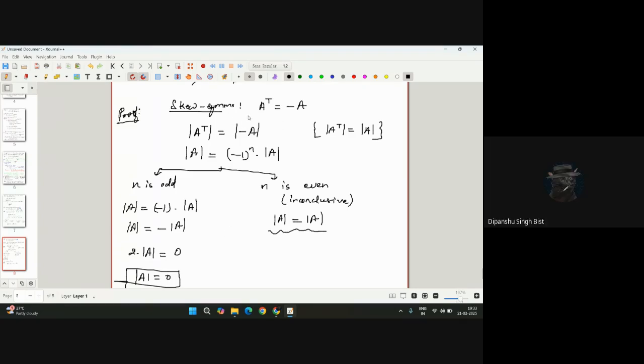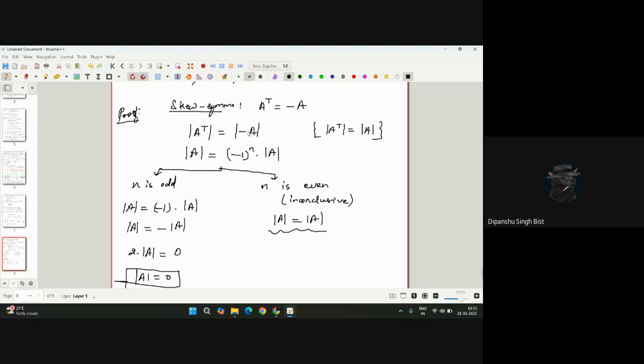Okay, so we are saying we are having a skew symmetric matrix. That means a matrix that satisfies A transpose is equal to minus of A. So let's take determinant on both sides. It becomes determinant of A transpose is equal to determinant of minus of A. So determinant of A transpose is equal to determinant of A itself, by property.